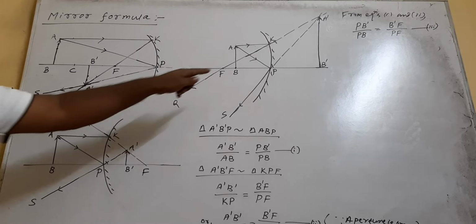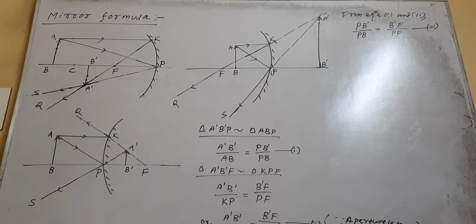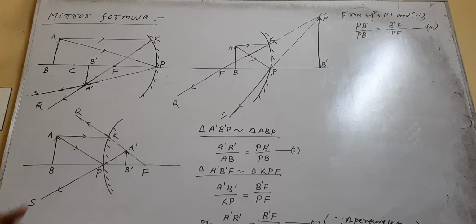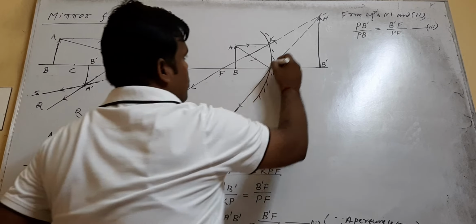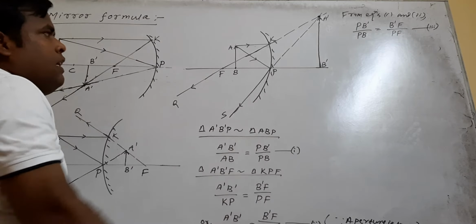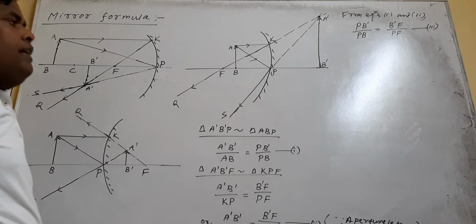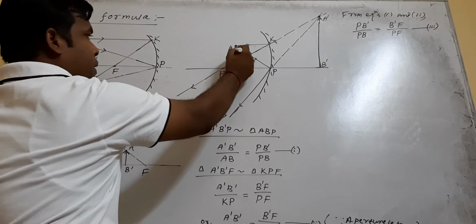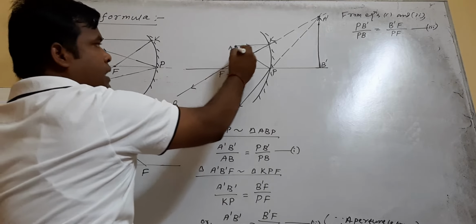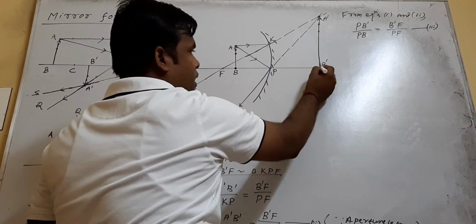Now you see the two reflected rays KQ and PS diverge from each other. So they will not meet each other at a point. So to get the image point, you have to produce them backward. When they are produced backward, they meet each other at the point A dash. So now this point is the image point of this point A. Similarly, the image point of this object point will be this one, and for this object point, the image point will be this one, and for this P, the image point will be B dash.